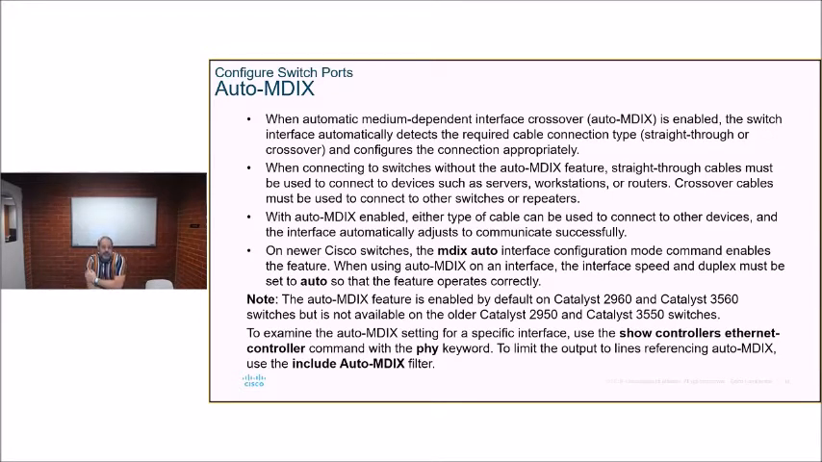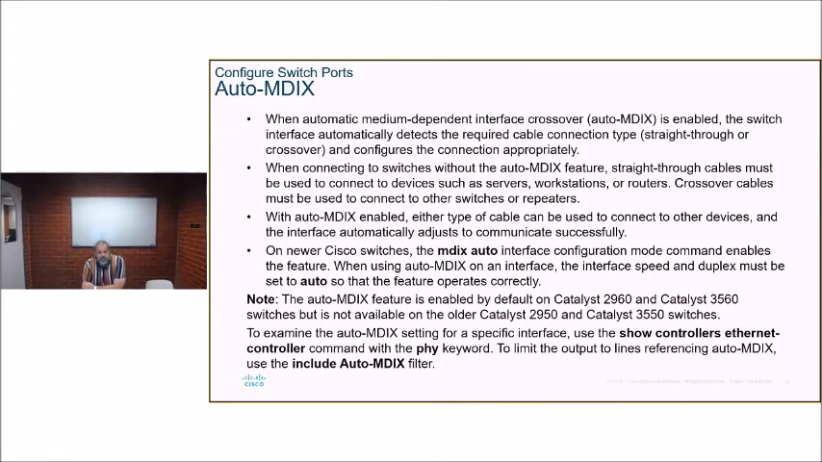Now, MDIX, of course, is media-dependent interface crossover. And so auto MDIX means that, again, you can basically sense what the other end is using and adjust accordingly. So when connecting to switches without the auto MDIX feature, straight-through cables must be used to connect to devices such as servers, workstations, or routers. Crossover cables must be used to connect to other switches or repeaters. With auto MDIX enabled, either type of cable can be used to connect to other devices, and the interface automatically adjusts to communicate successfully. On newer Cisco switches, the mdix auto configuration command enables the feature. That is on by default.